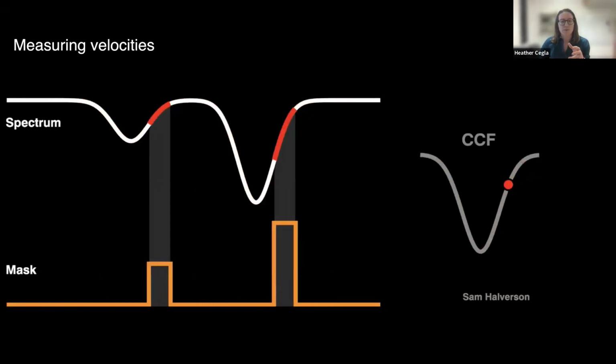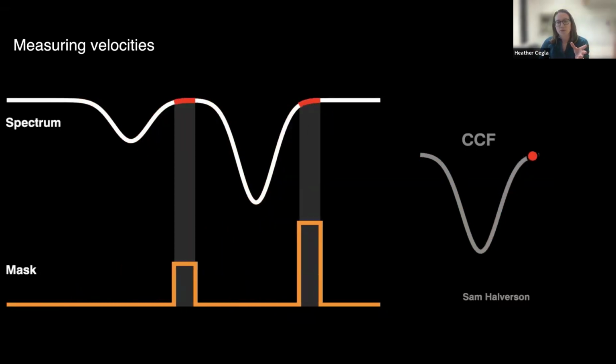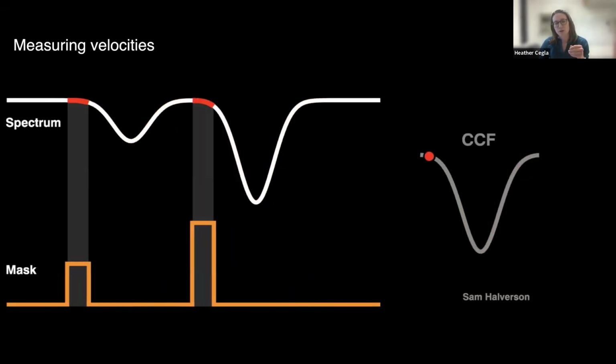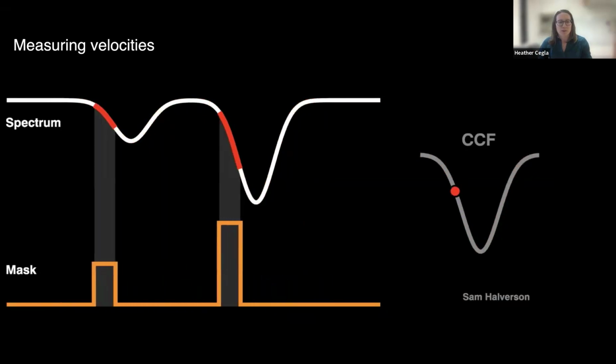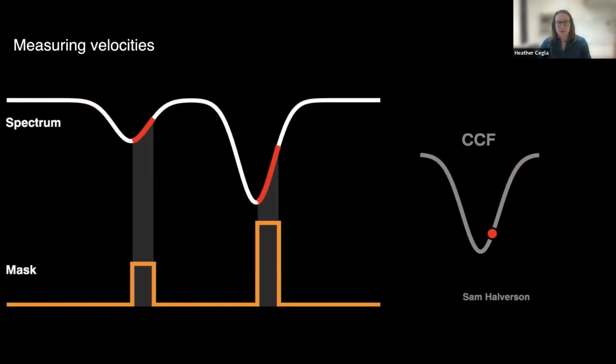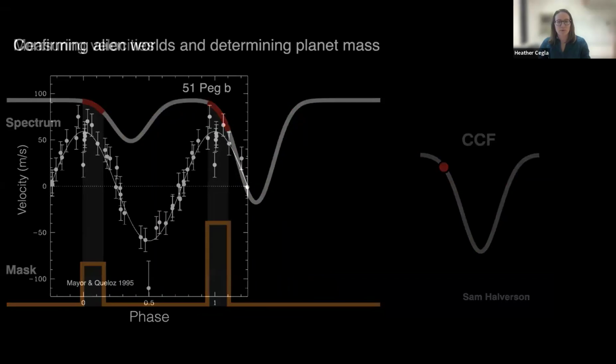But you can imagine if there are any asymmetries in the individual stellar lines, those will propagate through into the cross correlation function. And whether you're measuring individual line velocities or the cross correlation function, those asymmetries can show up as spurious velocity shifts if we don't account for them.